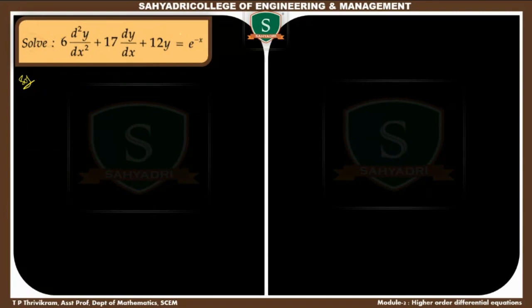Here I first have to write this in notation form. What do you mean by notation form? Let us see. (6D square plus 17D plus 12) into y is equal to e power minus x. Clear? So here d by dx is nothing but capital D, d square y by dx square is nothing but capital D square.